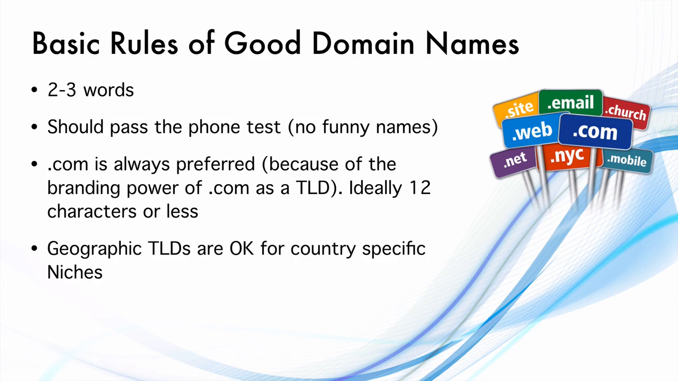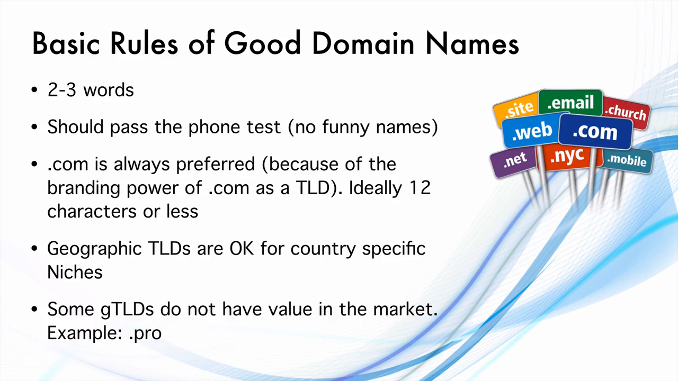So TLDs basically means top level domain name, which is basically the extension that comes after the dot. So .net is a TLD, .com is a TLD, .site is a TLD, and things like that. So some GTLDs do not have value in the market. For example, there is a domain extension called .pro, but there is not enough value in the market for .pro.